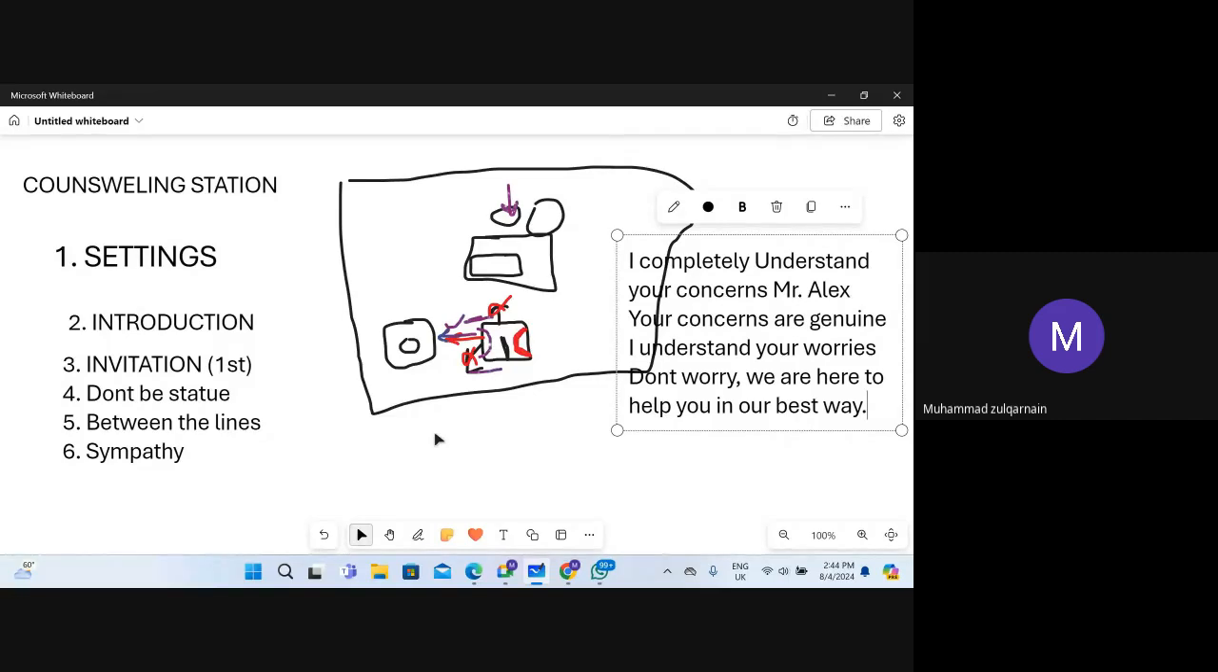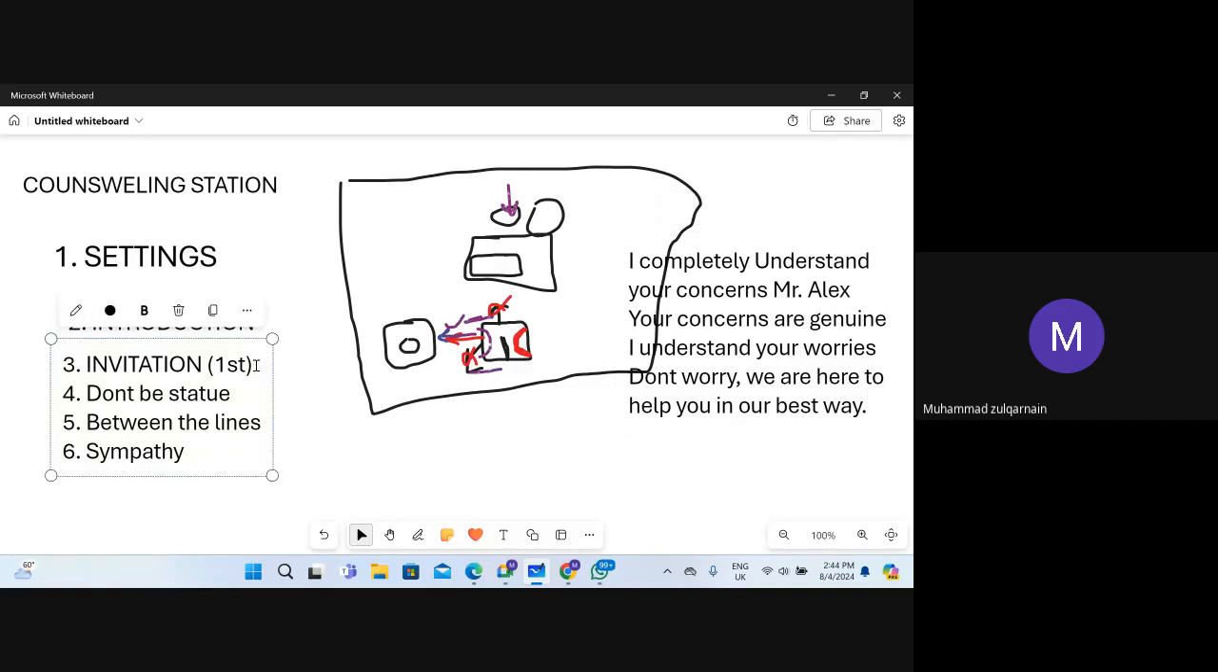So this is very important. If you start directly answering the question, that is a negative approach. So this is very important. So next is after all this introduction, invitation. Okay, there is also a second invitation along with that. Here, there is a second invitation, and that is very important.